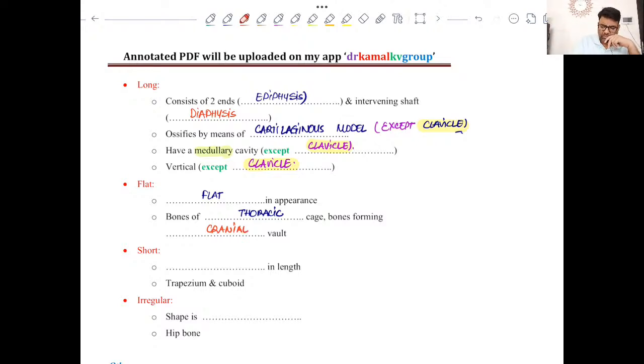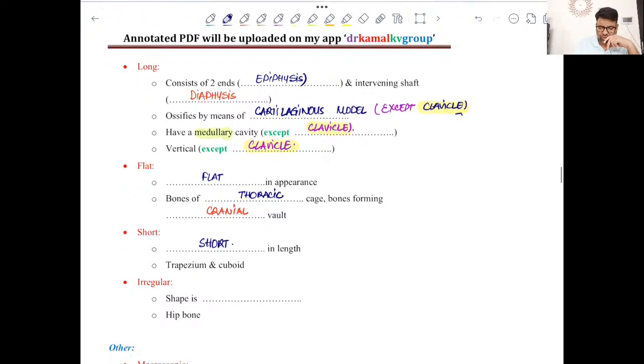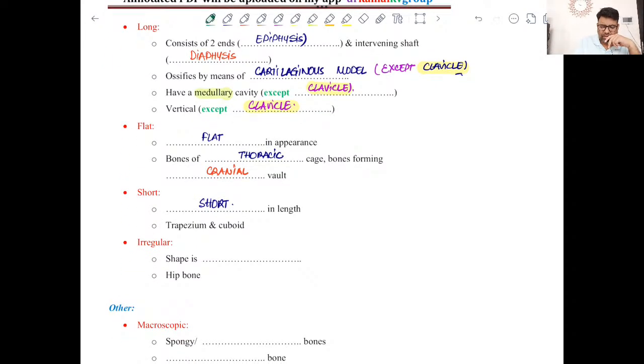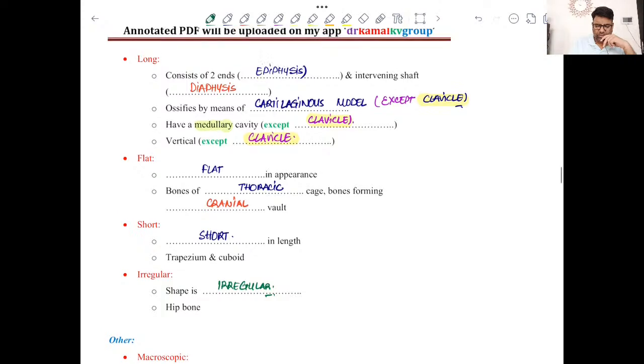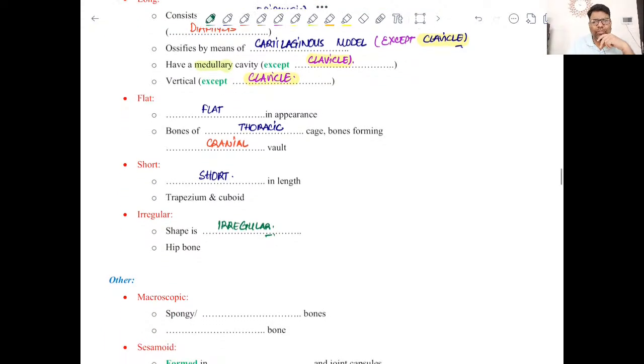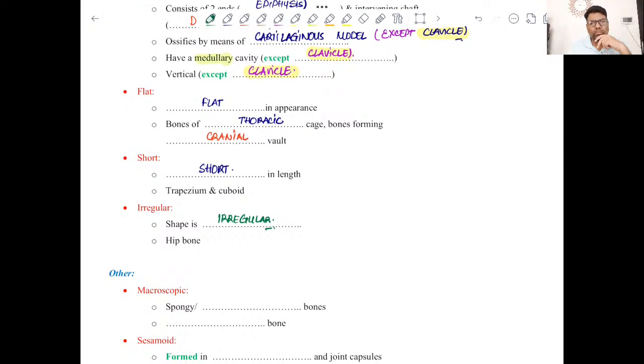Short bones, as the name suggests, are short in length, and the carpals and the tarsal bones are all short. Then irregular bones, their shape is irregular, of course. So the vertebral body and hip bone are irregular bones. This is just a simple classification of the types of bones based on their shape or appearance.